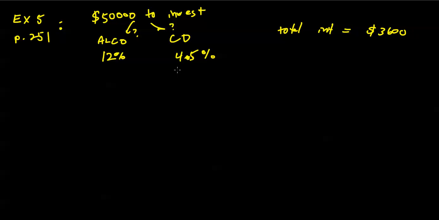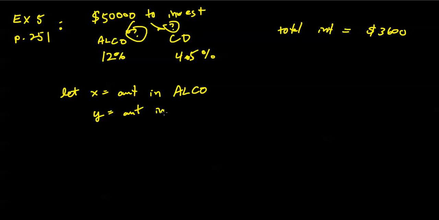All right, how much should be invested at each rate? That's the question. I'm going to write a let statement here. Let X equal the amount put in the Alco investment, and I'm going to let Y be the amount put in the CD investment. And we have to find out the dollar values of each to come up with $3,600 in interest at the end of the year.